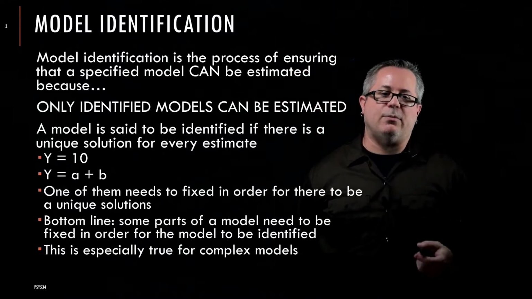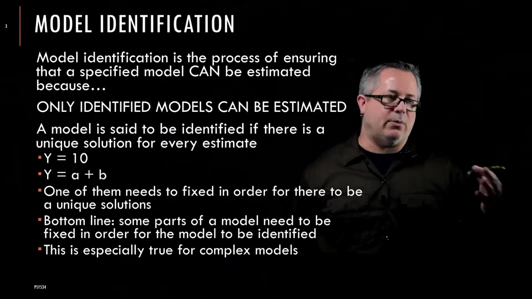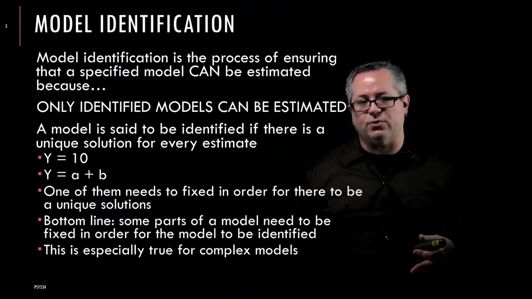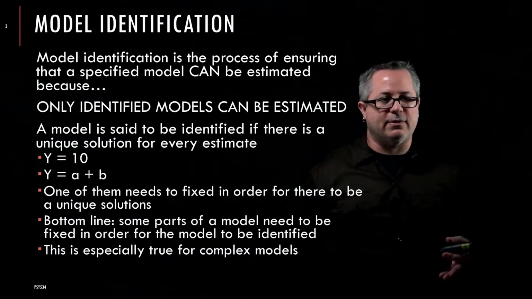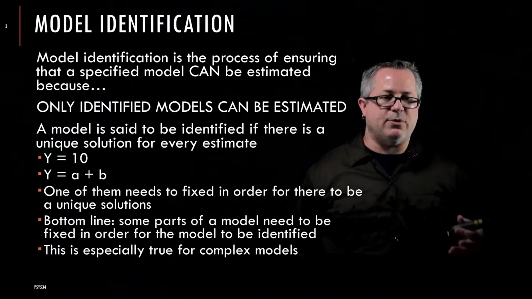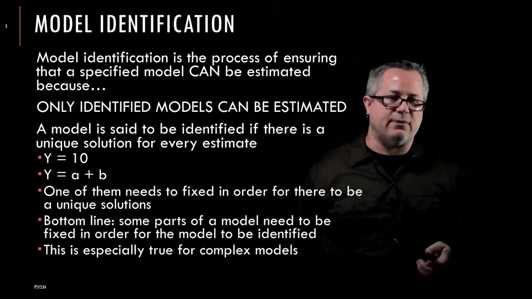So the bottom line is some parts of the model need to be fixed in order for the model to be identified, and that way we can actually estimate those that are free. This is especially true for complex models. The more complex a model becomes, the more you really have to be sure that everything is identified and you're following all the rules to make sure that things are identified.